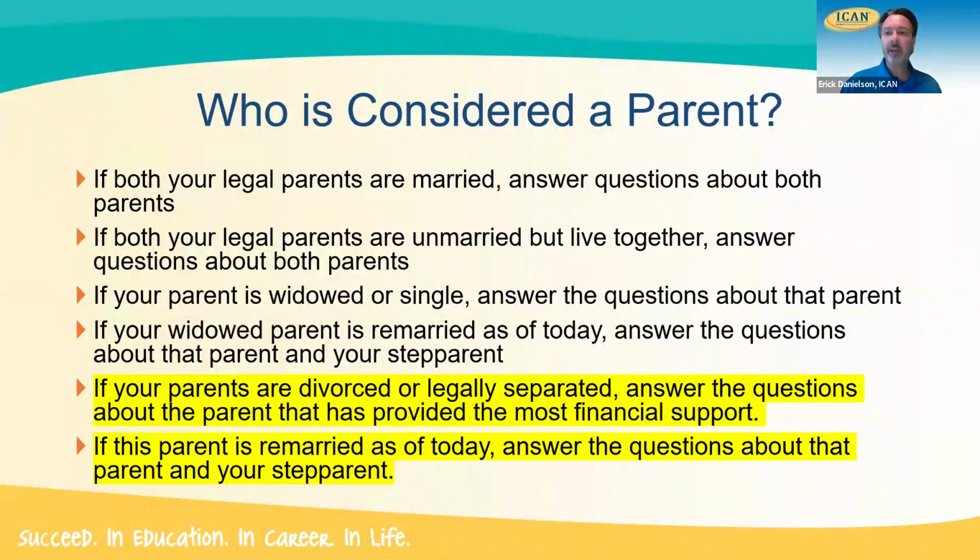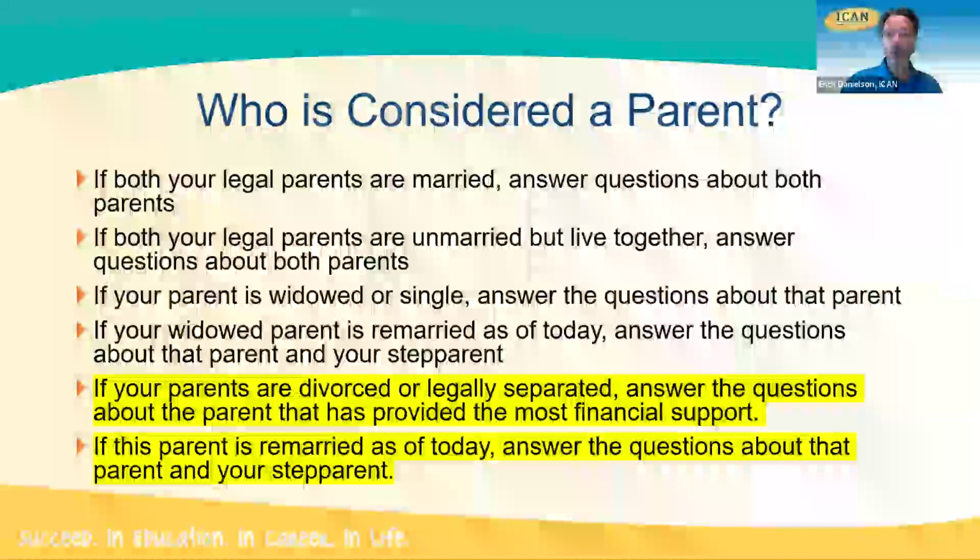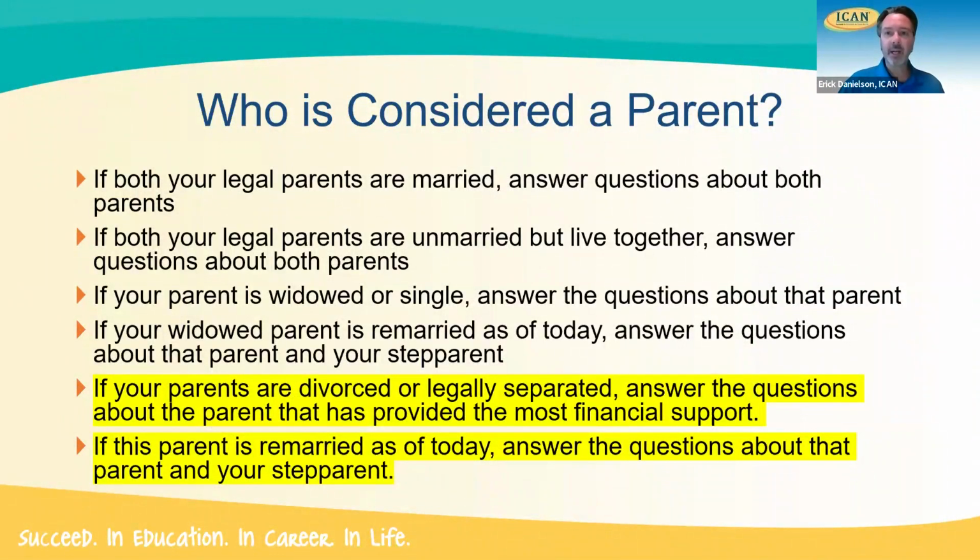But if they're not married, then each of them would need to get an FSA ID and fill out their parts separately as contributors. So again, this would be one example where the parents would not have filed a joint tax return that goes on the FAFSA form because they're unmarried. So each of them would need to get an FSA ID at studentaid.gov.